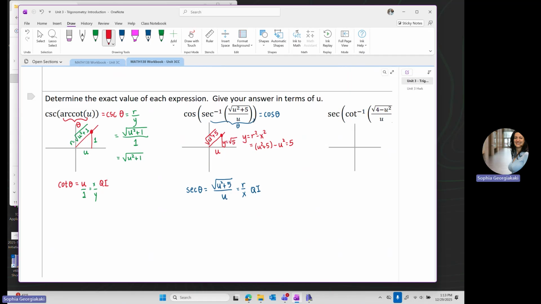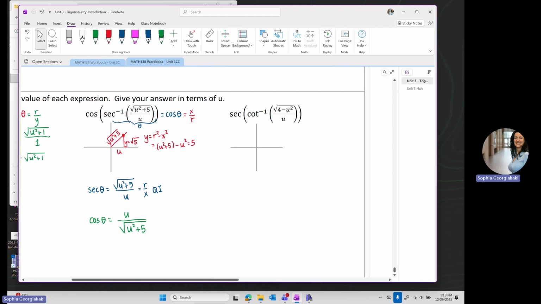The cosine of theta equals x over r. And therefore, the answer to this question would be, let me write it underneath. So the cosine of theta will be x over r, u over the square root of u squared plus 5. There we go. They gave us the secant and they are asking us for the cosine. So it is just a reciprocal.